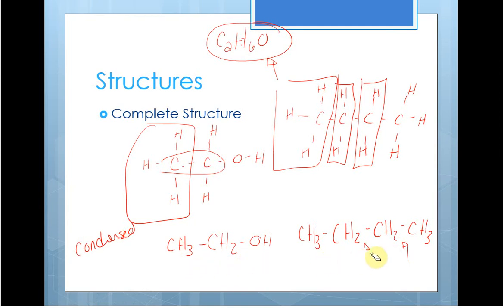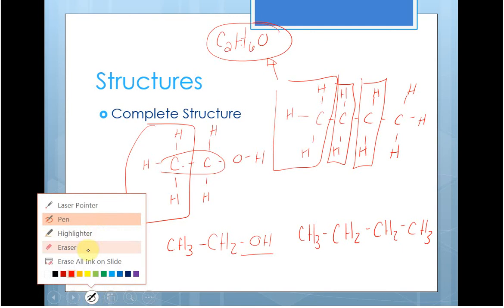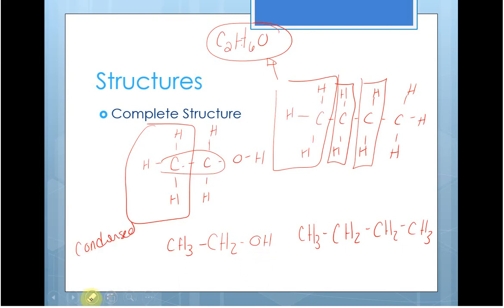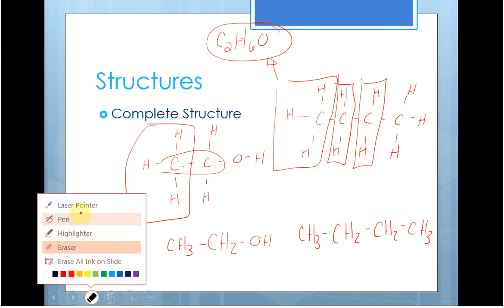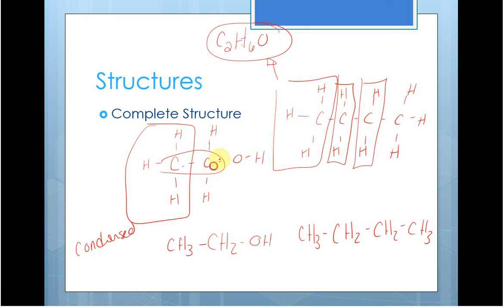So just keep in mind, sometimes you're going to see in your text, they're not going to include these bonds right here. It's just going to be kind of closer together. Now, over here I have a hydroxyl group that's kind of on its own. The reason I did that is just because of how it's bonded. This carbon isn't bonded to 1, 2, and 3 hydrogens. It's bonded to 1, 2 hydrogens, and then bonded to this oxygen, which is attached to that hydrogen. So that's why I did it that way.